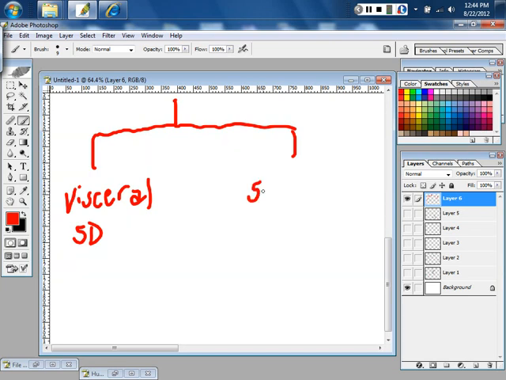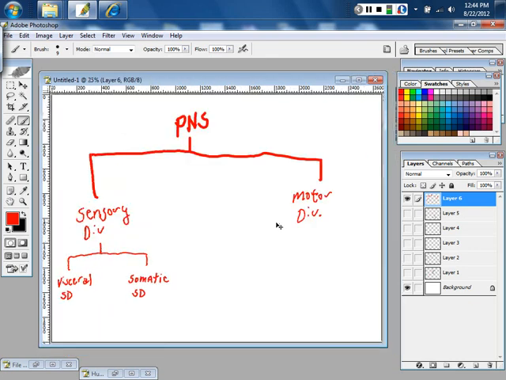Because if you thought about it technically, we can say, well, the organs are part of the body. The word soma itself means body. But in this context, somatic means non-organ. So there's a somatic sensory division. So let's look at this.